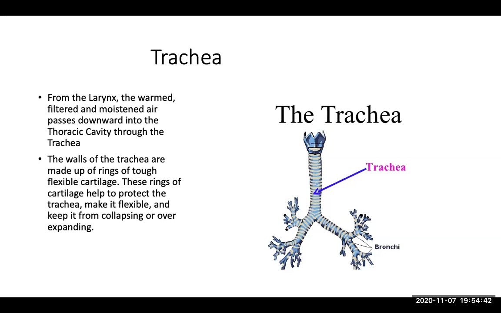So from the larynx, the warmed, filtered, and moistened air will pass downward into the thoracic cavity through your trachea. And the walls of the trachea are made up of rings of tough, flexible cartilage. And these rings of cartilage help to protect the trachea, make it flexible, and keep it from collapsing or over expanding. And from the trachea will branch into bronchi and eventually smaller and smaller bronchioles.